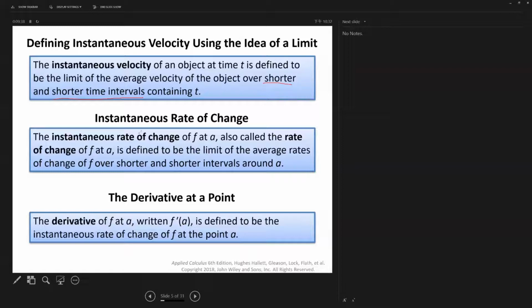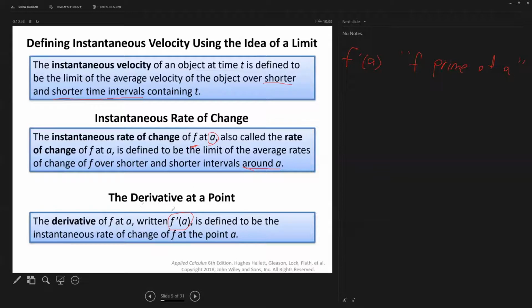Now, to a more general idea: the instantaneous rate of change of some function f at the point A, also called the rate of change of f at A, is defined to be the limit of the average rates of f over shorter and shorter intervals around A. That is also called the derivative. The derivative at a point is written like this: f prime of A. This little dot here is the prime. So let me write a note here. This is f prime of A, defined to be the instantaneous rate of change of f at the point A.